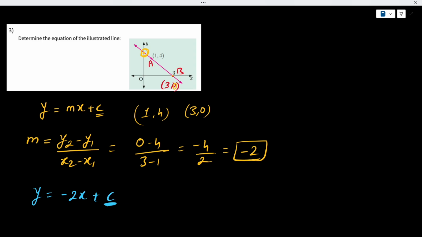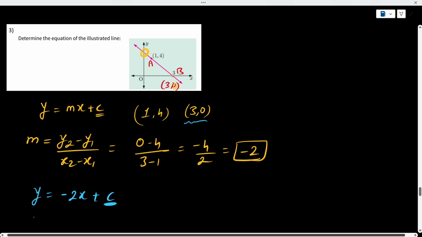Now I need to get the value of c. For that you can substitute any one point, and I am substituting here 3 comma 0. So 0 is the y coordinate, 0 equals minus 2 times 3 plus c. So that means c is going to be equal to 6.